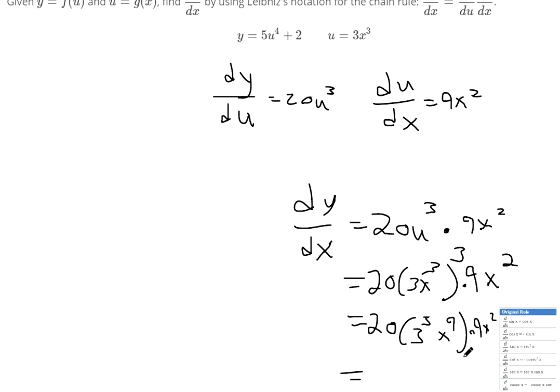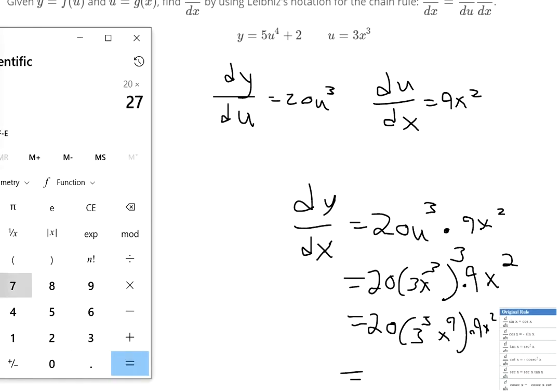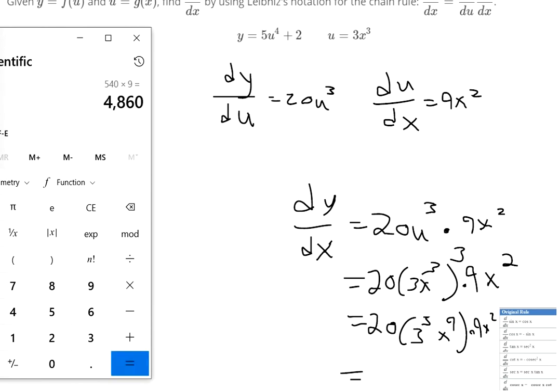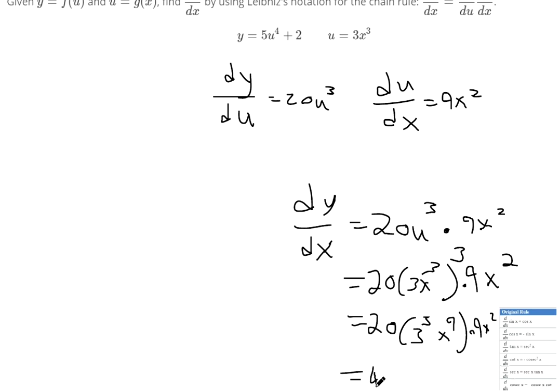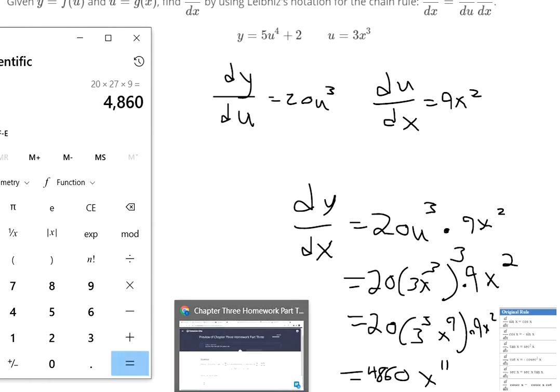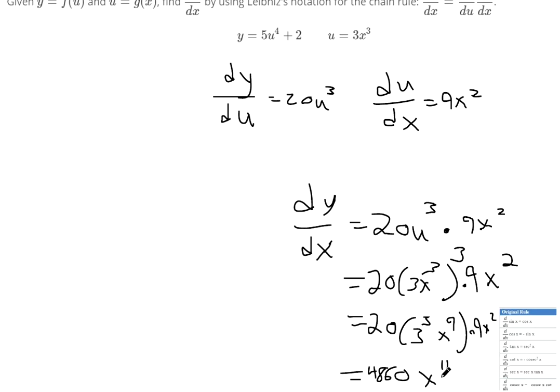And then, so that's 20 times 27 is 540. And then times this other 9 while we're at it. 4,860. That's x to the ninth times x to the second. That makes x to the 11th. And I think we're done now. 20 times 27 times 9. Yeah, okay, so that's our derivative after we simplify.